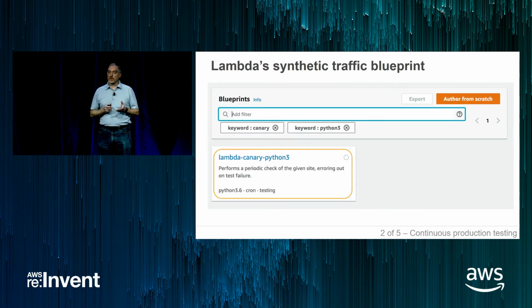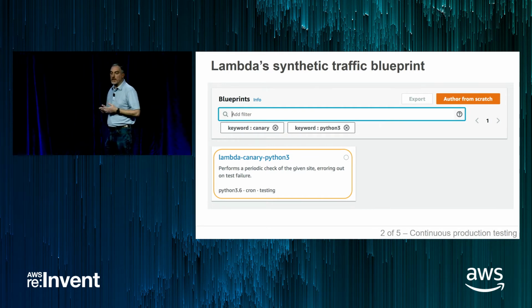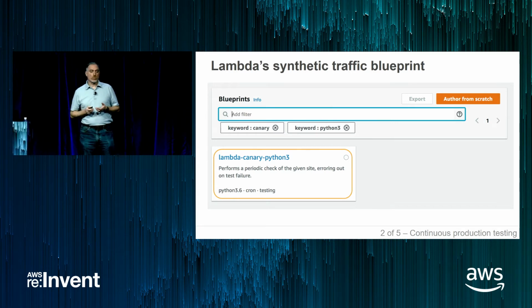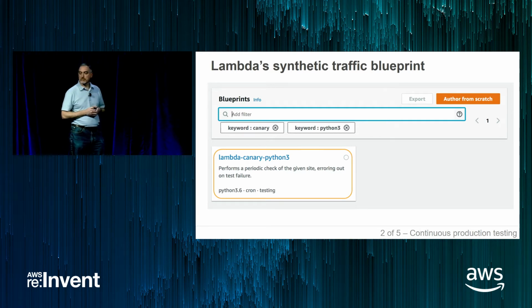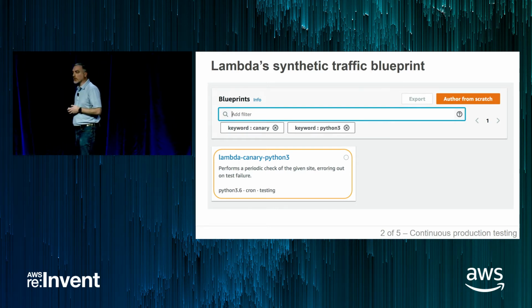The Lambda console has sample applications called blueprints, and these can help you get started building out functions very quickly. Lambda has a blueprint for synthetic tests that we're going to use in this case. Canaries are a term used by our internal teams at Amazon for a synthetic test, which is why we use the term canary here.